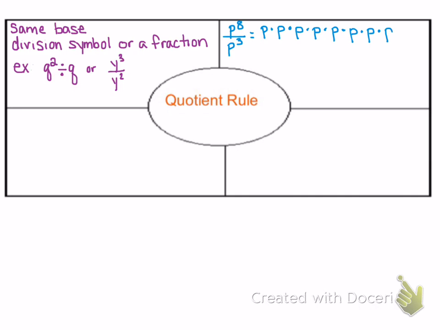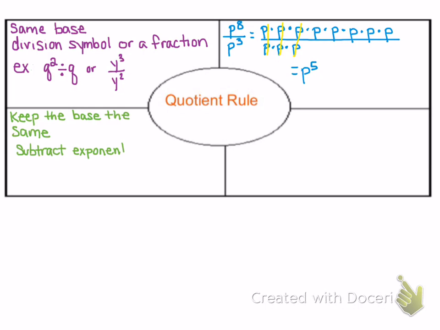p to the eighth divided by p to the third. Well, p to the eighth is p times itself 8 times, and p to the third is p times itself 3 times. We can see that we can make giant ones to simplify this expression, and what we're left with is just p to the fifth. So when using the quotient rule, we need to remind ourselves to keep the bases the same, and then we will be subtracting the exponents. Depending upon the style of the problem, you're either going to do the top minus the bottom or the left minus the right. Let's take a look at some examples.